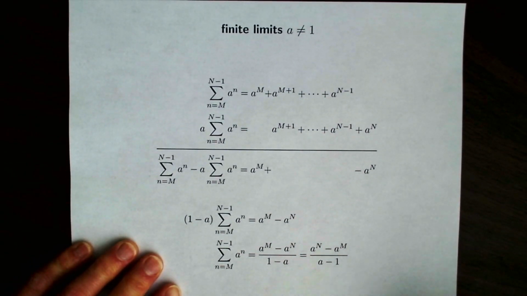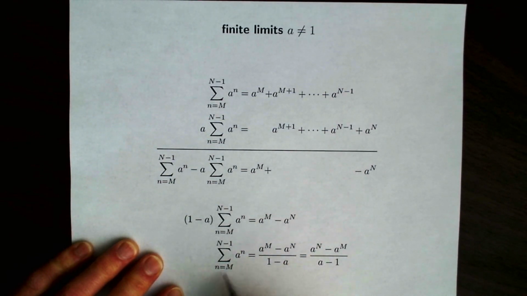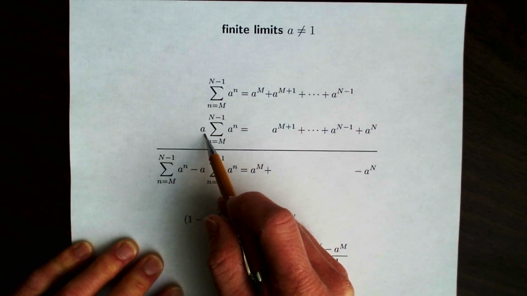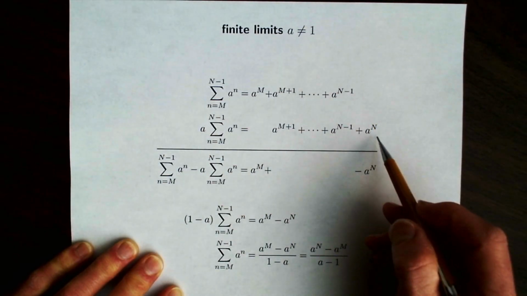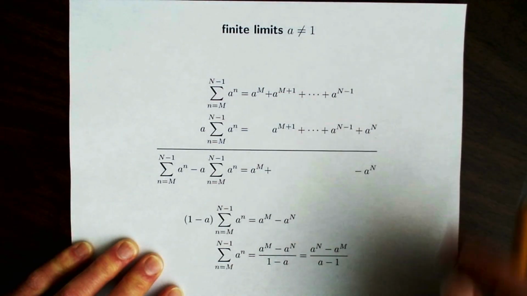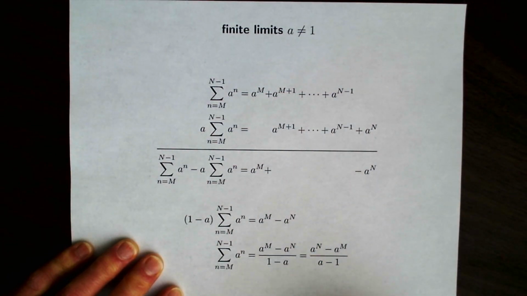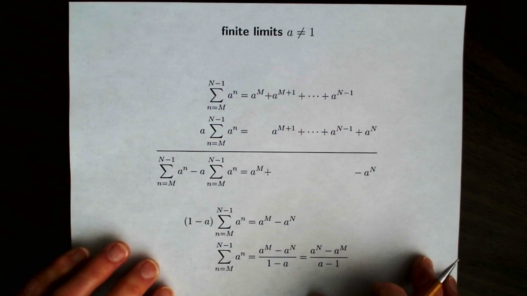One of the things that I'd like to point out about this is that in the answer we have A raised to the lower limit, and we also have A raised to the upper limit plus 1. Notice that happens, and that's because we did A times this term, so we get A to the n plus 1, or n minus 1 plus 1. That's the main thing that you have to remember in this formula.